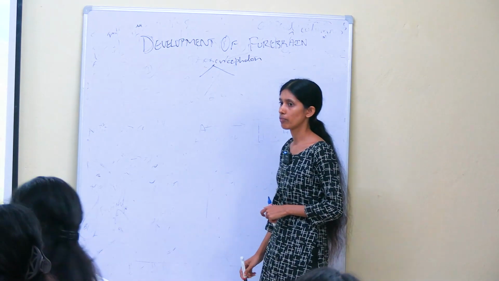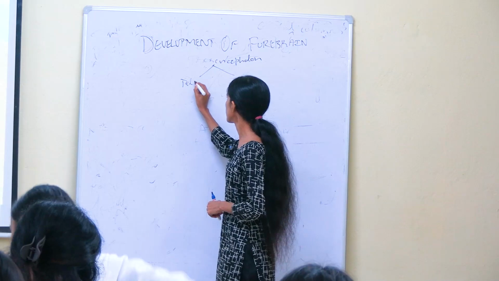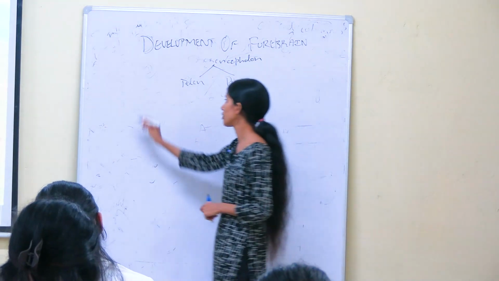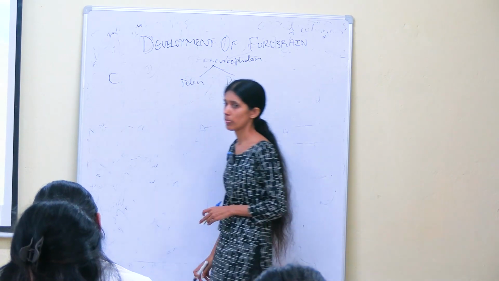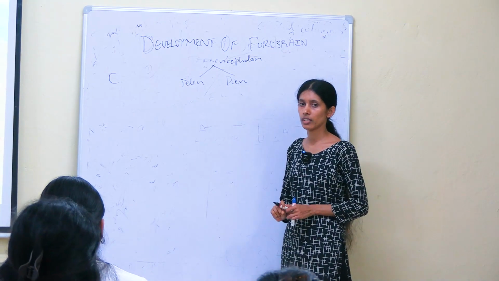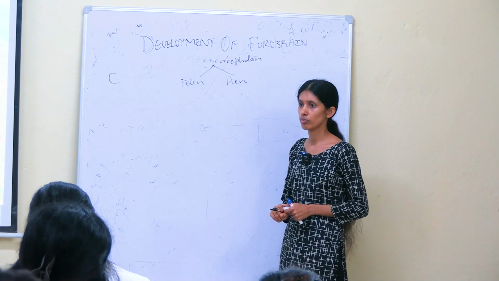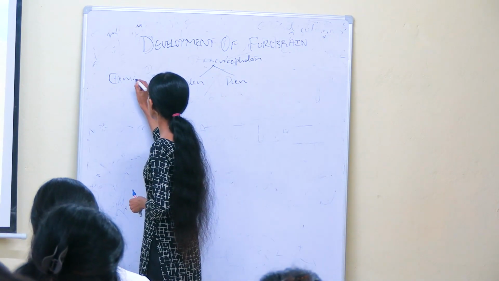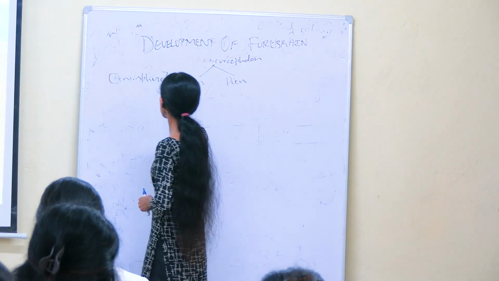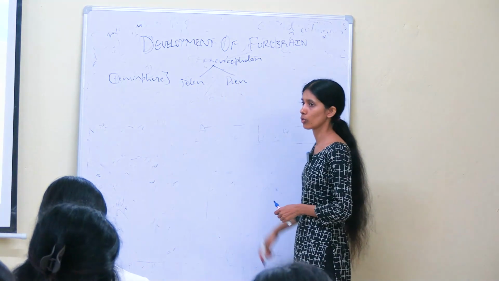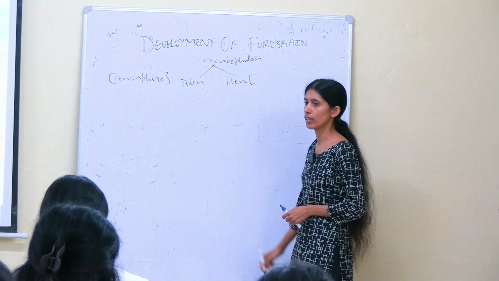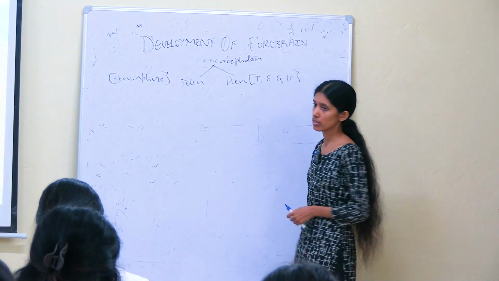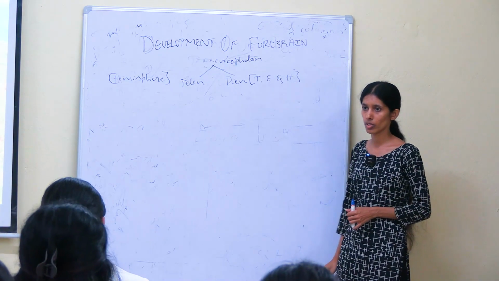It is telencephalon and diencephalon. Your telencephalon will give rise to which structure? Your telencephalon will give rise to the hemispheres of your cerebrum, the cerebral hemispheres, okay? And your diencephalon will give rise to the thalamus, epithalamus and hypothalamus structures, okay?